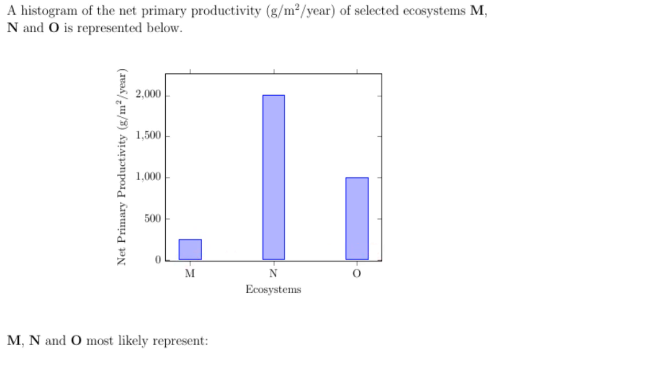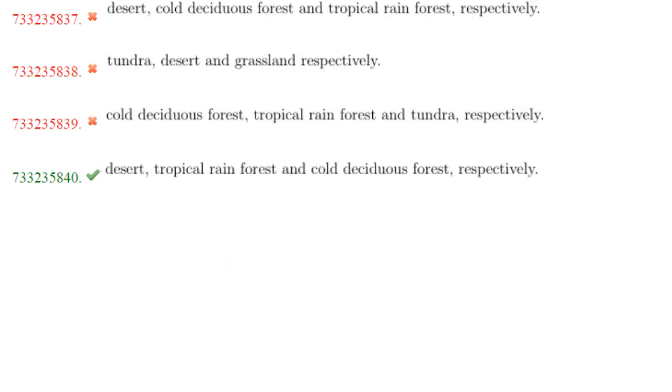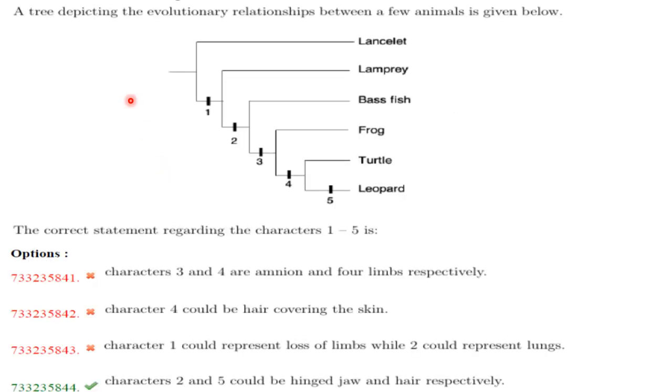Now third one we will see from the options. So in the option you will get M as desert, tropical rainforest as N, and O as cold deciduous forest respectively. So answer is option 4. Okay, next one.